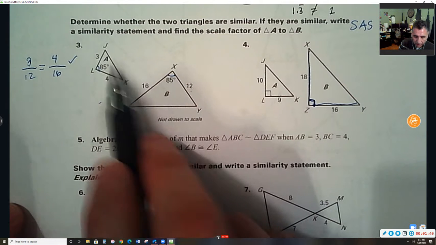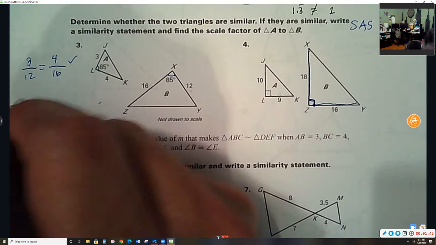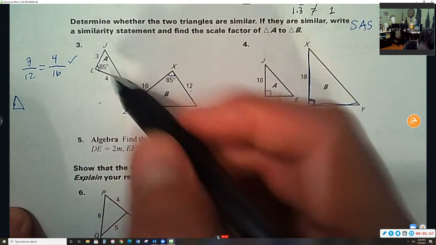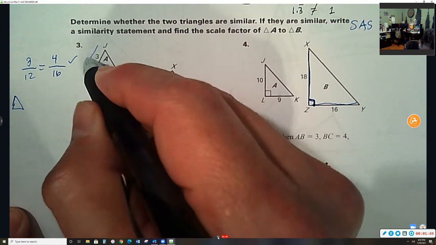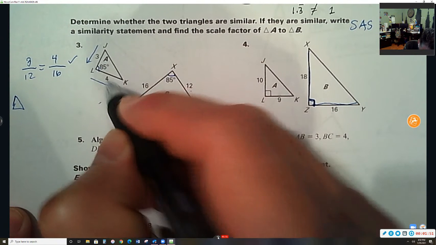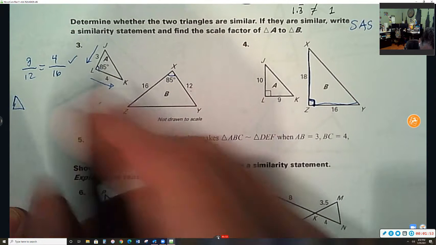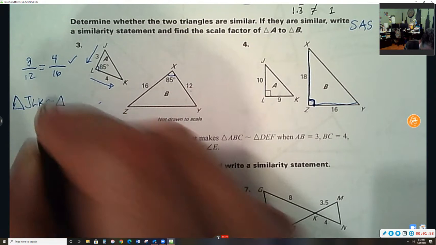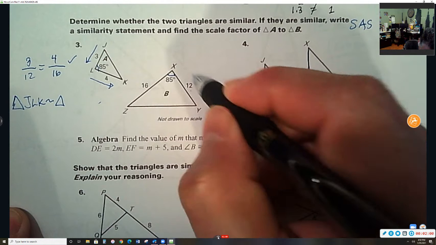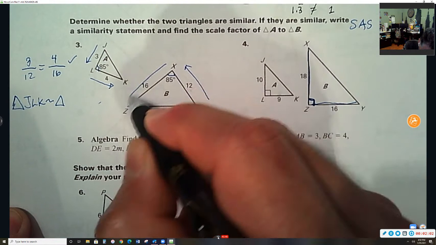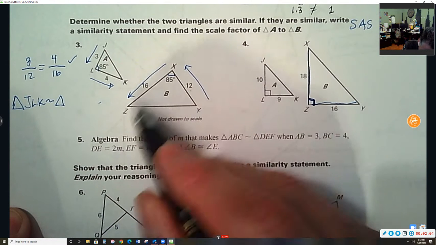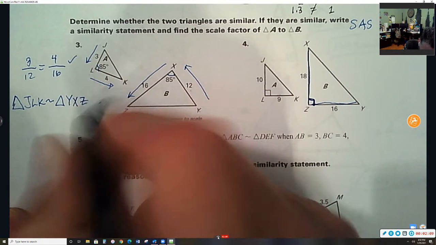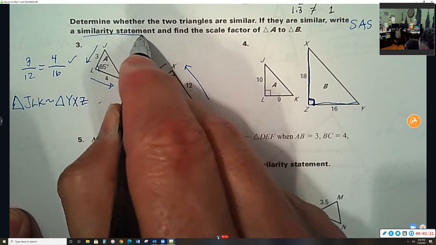So these are similar. So then we're going to write a similarity statement. Then again, I'm just going to go small side, bigger side. So that's JLK. And that's similar to triangle, let's see, I'm going to go across the small side, then across the bigger side. YXZ. So we wrote a similarity statement.